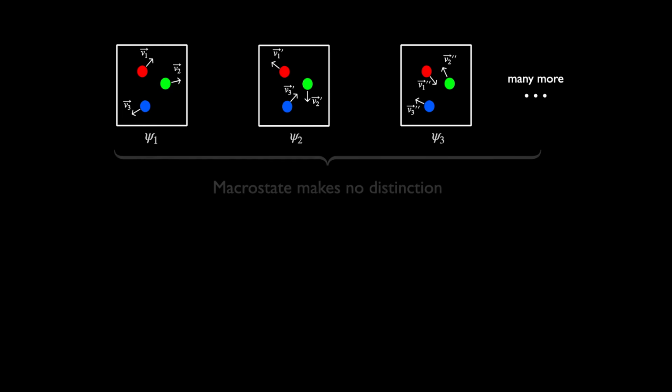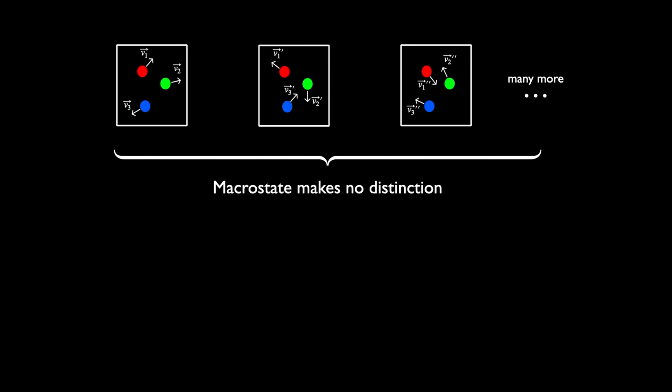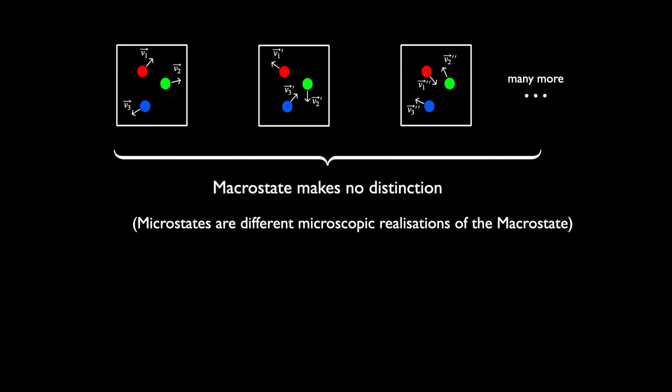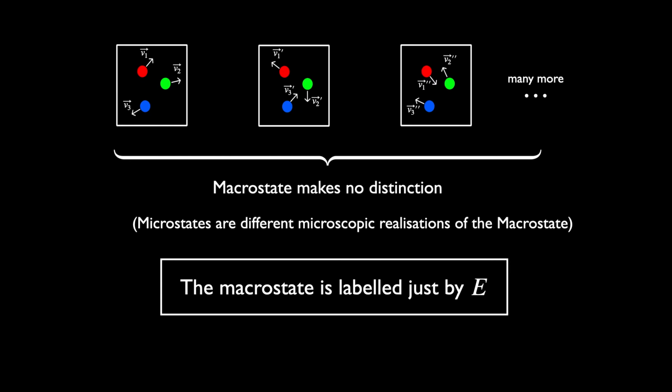The macrostate makes no distinction between the different microstates with the same energy. These microstates are just different realizations of the same macrostate. In general, a macrostate is a set of variables that gives overall information about a macroscopic system. The total energy of a system is an example of a macrostate, without the details of the microscopic configurations that carry this energy.